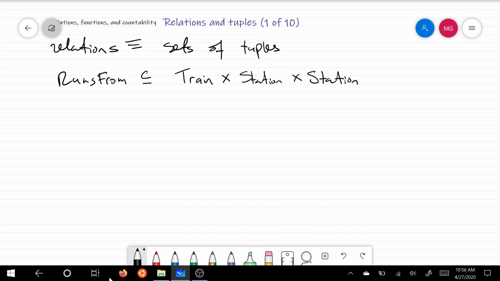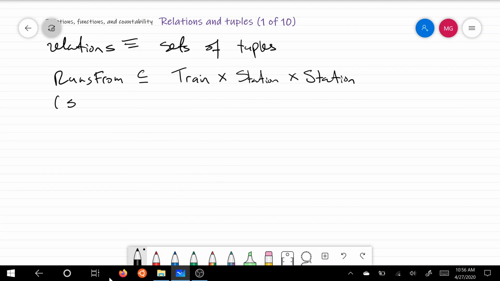Okay, let's think of some concrete examples. So in LA, the San Bernardino, the SB train, runs from Claremont to Union Station. Not in downtown LA, not to be confused with, say, Union Station in DC. This is a tuple that's in the runs from relation.